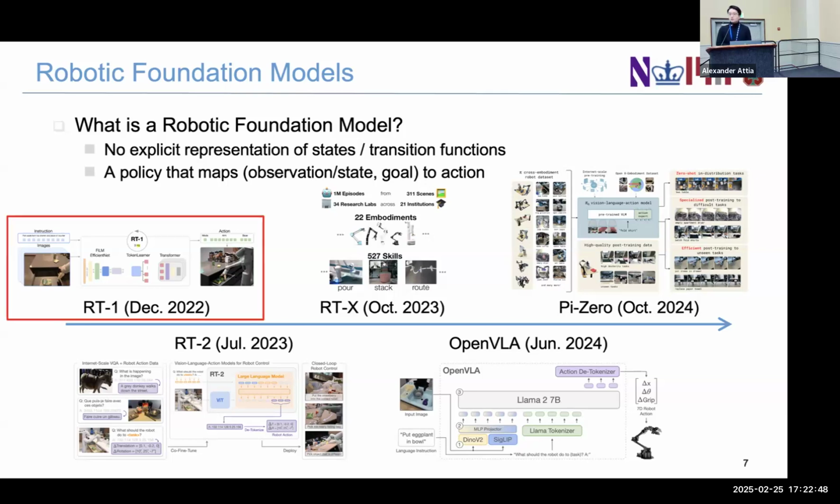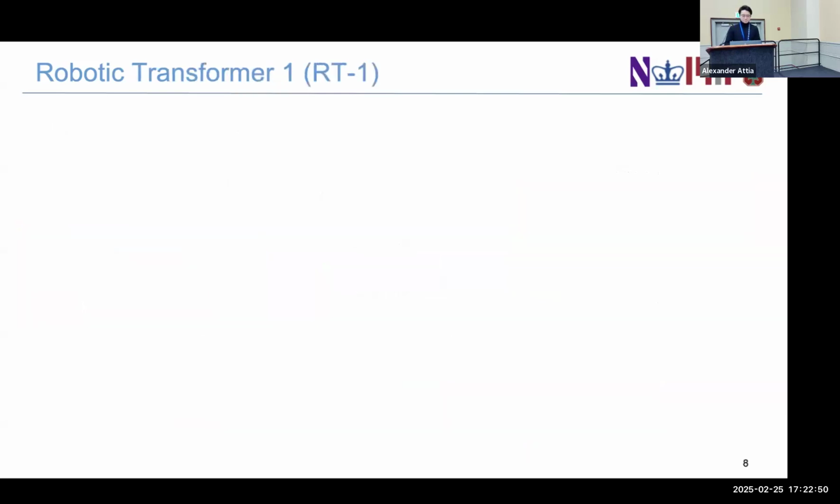So I will start with Robot Transformer 1. RT-1 was first released in December 2022. It was just two to three years ago, not really very far from now.